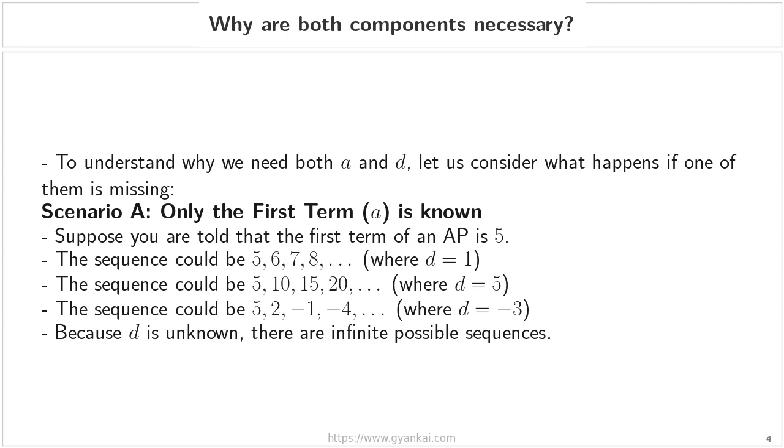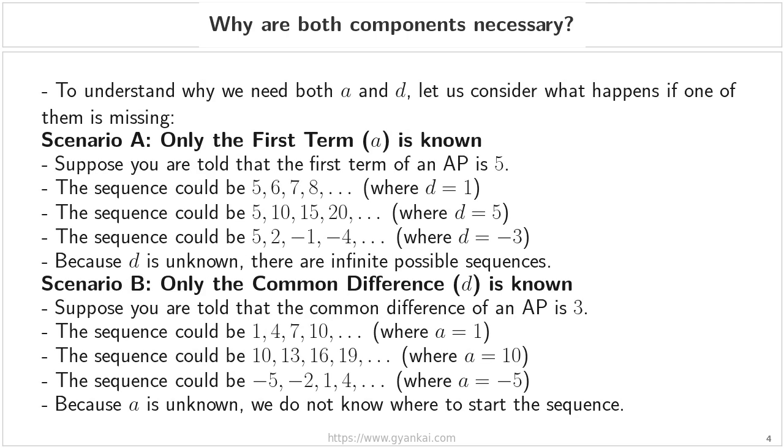Imagine I give you only the first term, which we call A, and I tell you that A equals 5. That's all you know. Without a common difference, you're stuck. You could have a sequence like 5, 6, 7, 8, and so on, where the common difference D is 1. Or it could be 5, 10, 15, 20, where D is 5. It could even be a decreasing sequence like 5, 2, -1, -4, where D is -3. As you can see, because we don't know the value of D, there are actually infinite possible sequences that could start with 5. Now let's flip the script and look at scenario B.